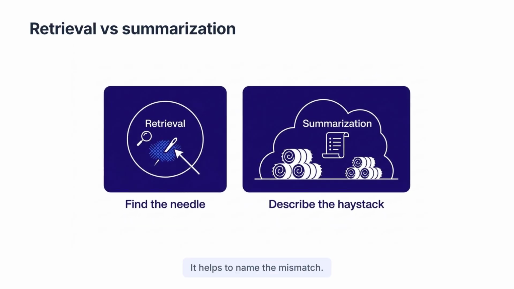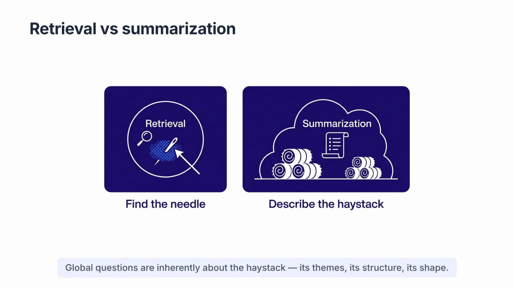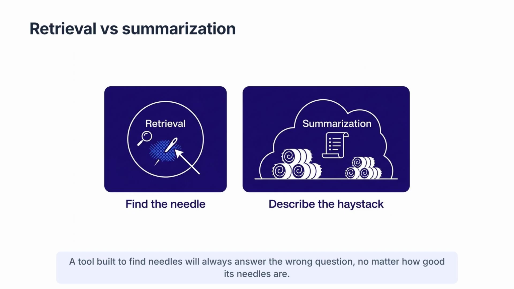It helps to name the mismatch. Retrieval finds the needle. Summarization describes the whole haystack. Global questions are inherently about the haystack, its themes, its structure, its shape. A tool built to find needles will always answer the wrong question, no matter how good its needles are.